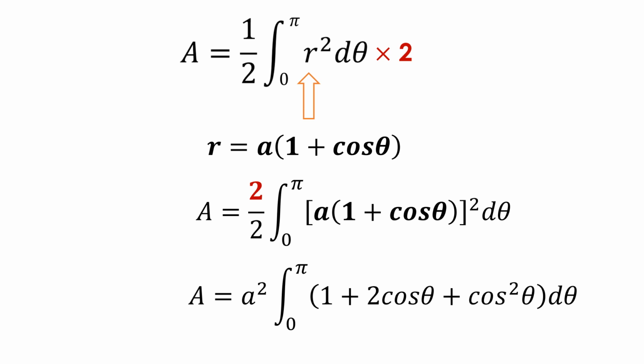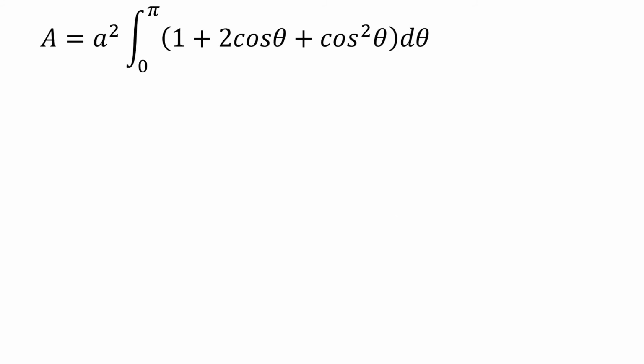Expanding the integral, we get A is equal to a squared times the integral from 0 to pi times the quantity 1 plus 2 cosine theta plus cosine squared theta d theta. Solving further, we can use an identity for cosine squared theta to be equivalent to 1 plus cosine 2 theta over 2.